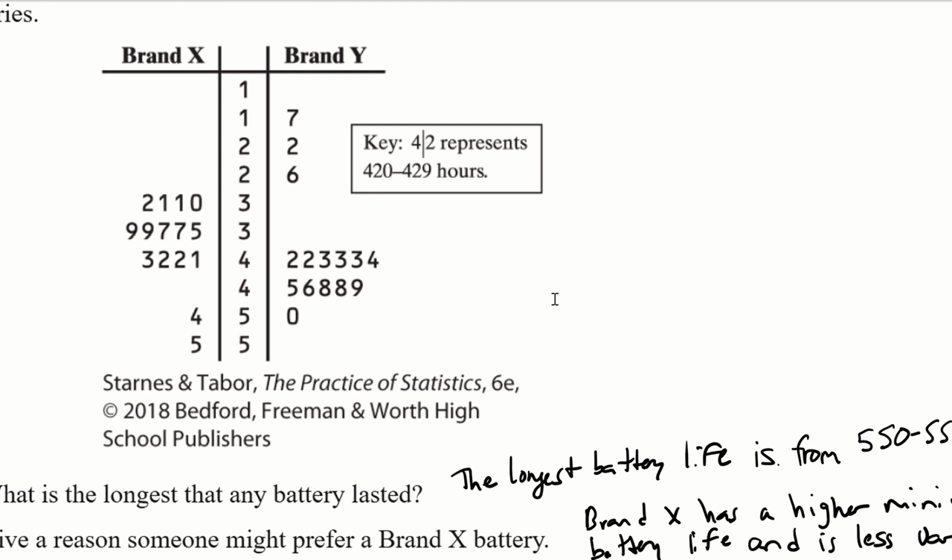So what's the median of brand X? Let's find that out. So we got 1, 2, 3, 4, 5, 6, 7, 8, 9, 10, 11, 12, 13, 14, 15 batteries for brand X. So that means the eighth value is going to be the center here. Okay, so let's look at the eighth value, 0, 1, 2, 3, 4, 5, 6, 7, 8. So here the median is 390 to 399 hours. Whereas if I go to brand Y, 1, 2, 3, 4, 5, 6, 7, 8, 9, 10, 11, 12, 13, 14, 15. So look for the eighth battery, 1, 2, 3, 4, 5, 6, 7, 8. Here the median for brand Y is 430 to 439 hours. So therefore, it tends to be greater.